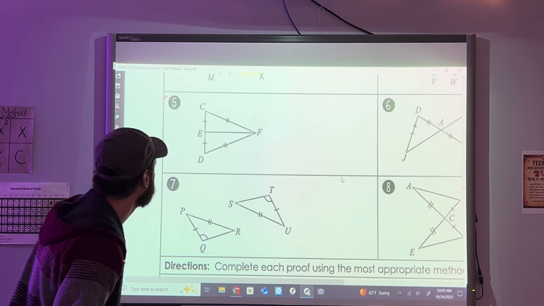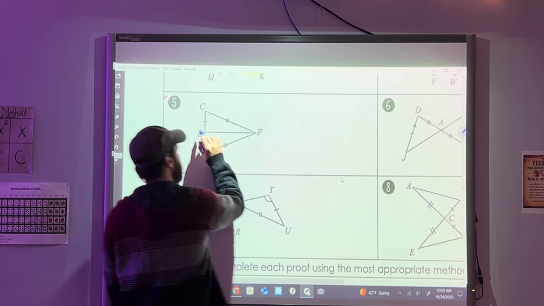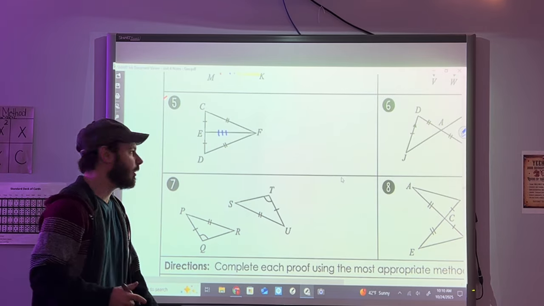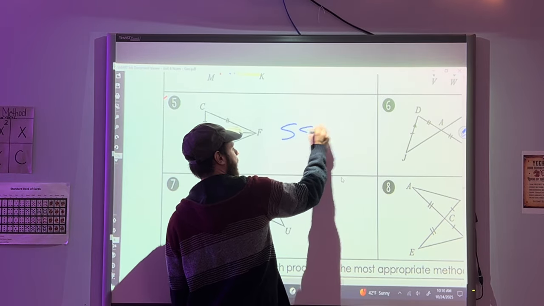Number five, I have one side, two side, and if they share a side, we count it. So side, side, side.